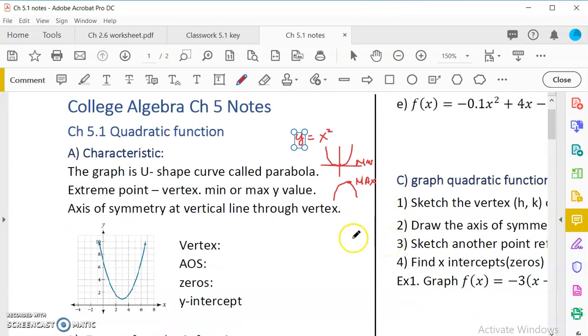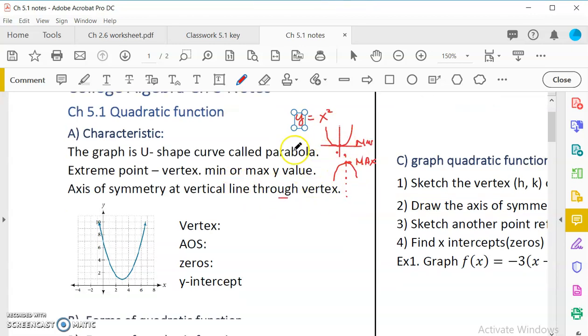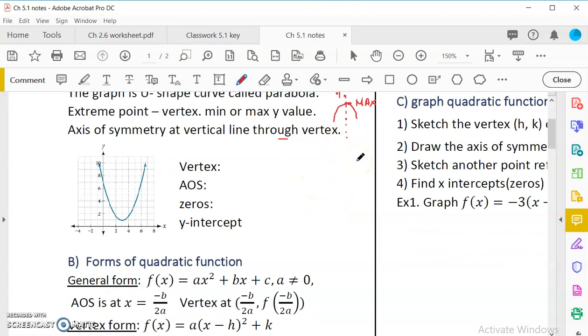The other important line that the parabola has is called the axis of symmetry. It always cuts through the vertex and divides the parabola into two halves, and they are symmetrical. We call it the axis of symmetry. It must pass through the vertex. So if you know the vertex, you would know the axis of symmetry as well as the maximum or minimum.